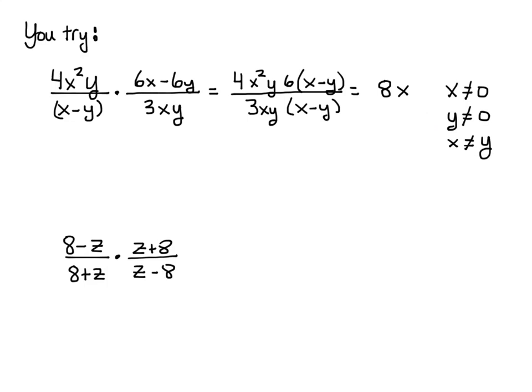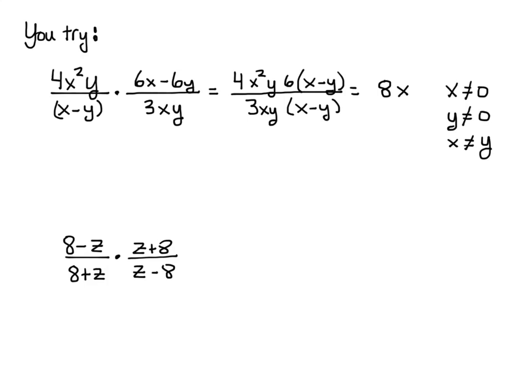And so I have to note my domain restrictions because I do have an x and y in the denominator, so I know that neither of them can be 0. And I have this x minus y, and I know that can't be 0, so the only way that x minus y is 0 is if x equals y, and so we can't have that. So we have to say y cannot equal 0. So there's our solution there.